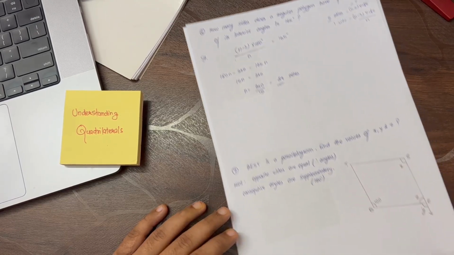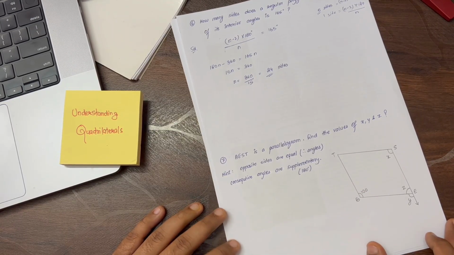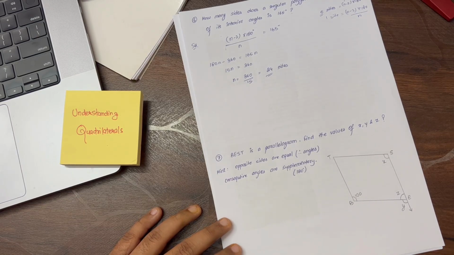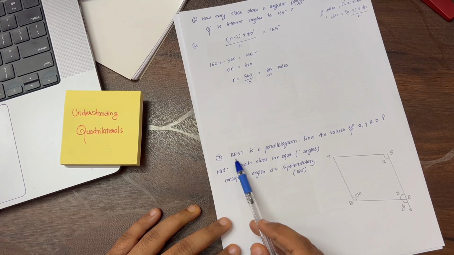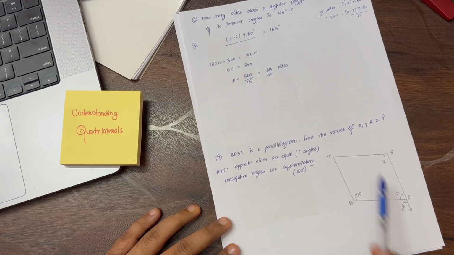I hope this clears this question. Now let's come to the parallelogram section. Here it is given as BEST is a parallelogram. Find the value of x, y, and z.